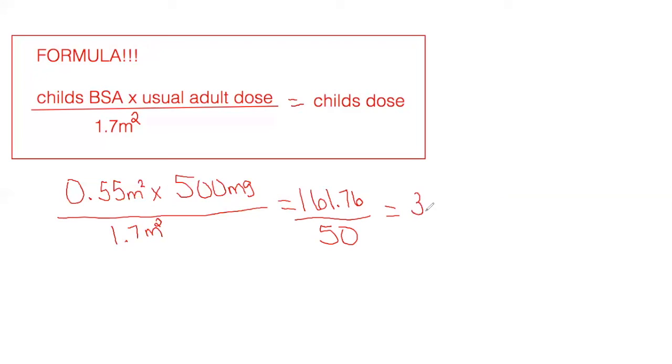3.236. Now, most of these problems are going to tell you to round. So remember your rounding rules. All right. So let's say it's telling us to round to the nearest 10th place. So we're going to look at our numbers in the 10th place. Look at the number next to it. And that is less than 5. So it's going to be 3.2 mLs.